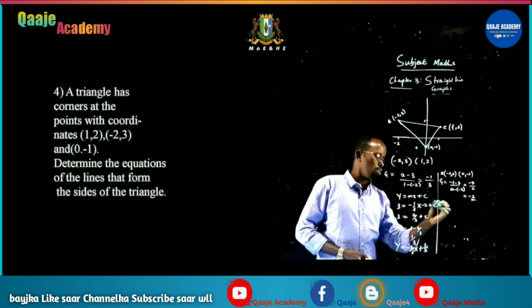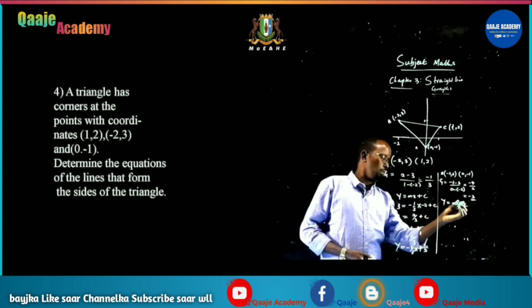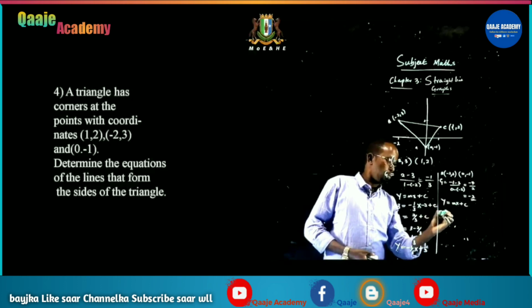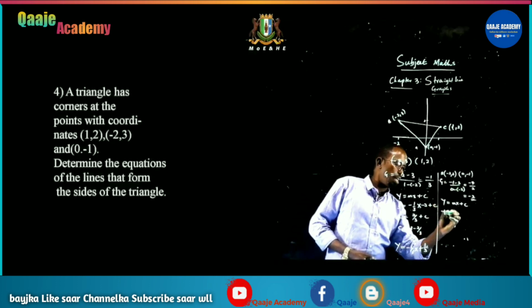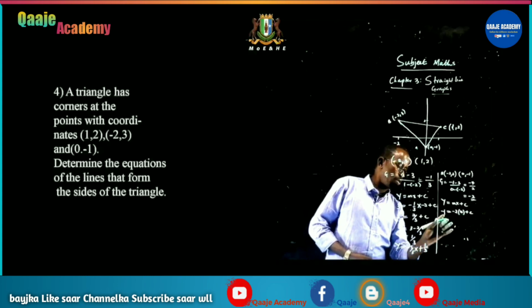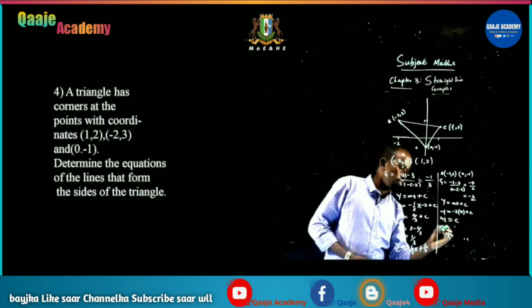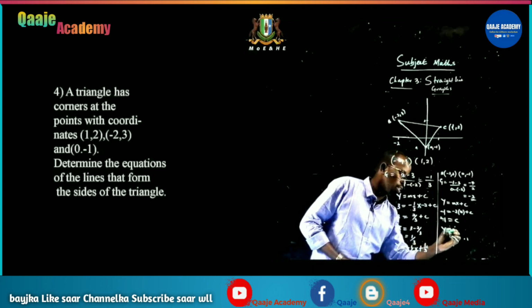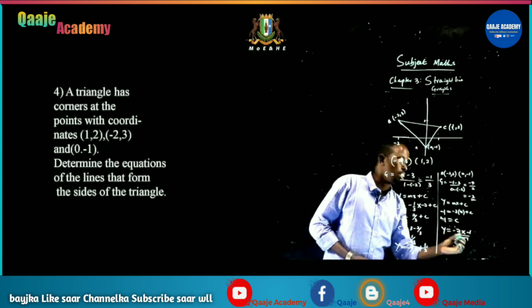And then the equation will be y = mx + c. You can pick any of the points. Let me use y = -1, m is minus 2, and x is 0, plus c. Therefore, minus 1 is equal to c. Therefore, c is equal to minus 1. The equation will be y = -2x - 1. So this is the second equation.